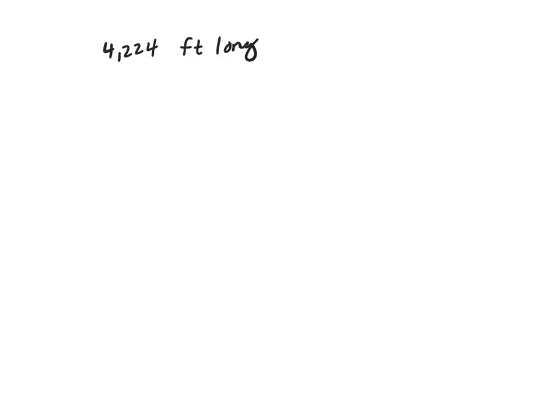All right, we have a bridge 4,224 feet long, and we're trying to figure out what constant rate in miles per hour must be maintained in order to walk across the bridge in 12 minutes. So we're talking about miles per hour, and we're also talking about minutes. So we need to get these units the same.